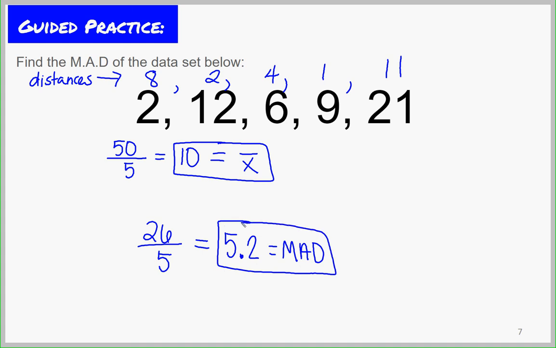So again, ask yourself, well, is our data very spread out? It's a little bit, it's more spread out than our last data set we had, but it's still not too crazy. It's about 5 units, give or take, from each data point. Okay, so again, this is the work I want to see. I want to see your mean, how you calculated the mean. Okay, I want to see your distances. And then I also want to see how you calculated the average of your distances.